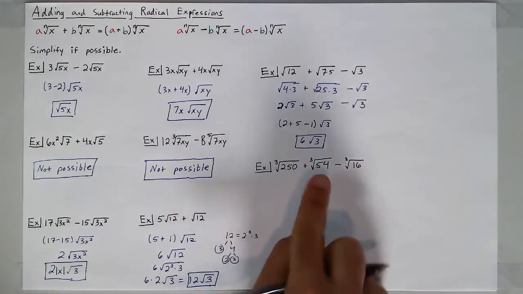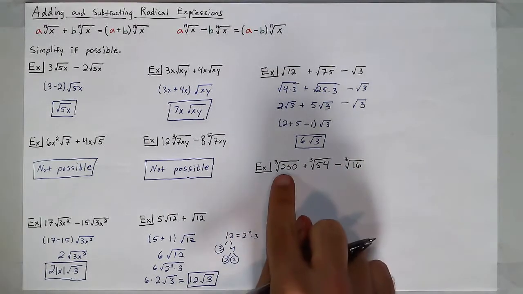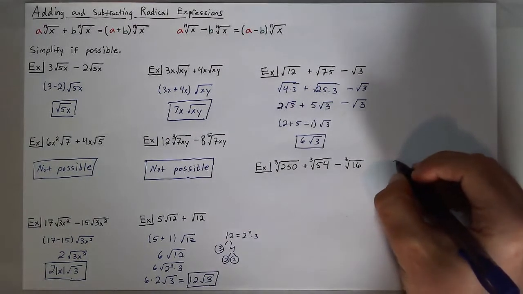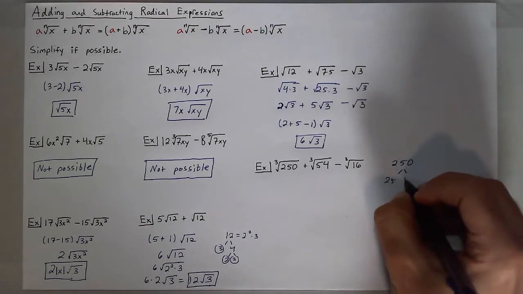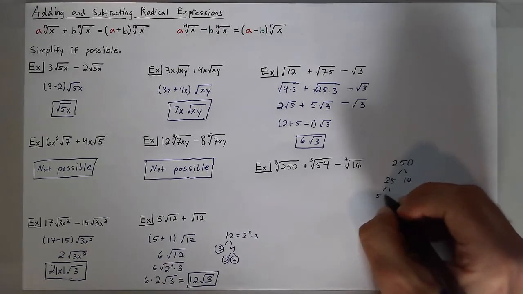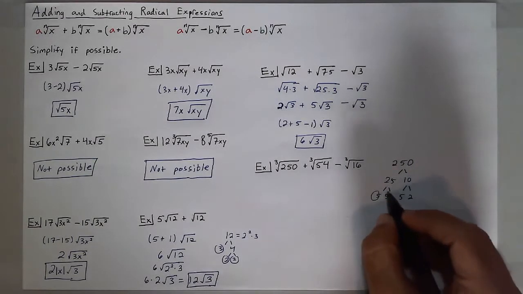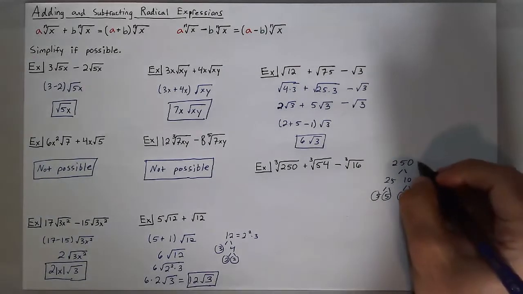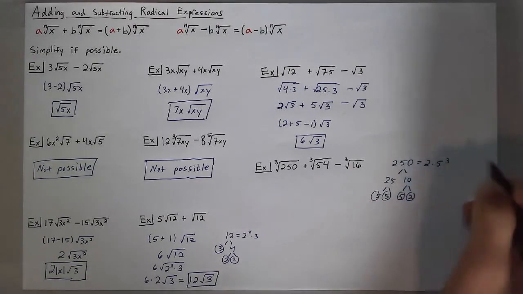Now, as I'm doing this cube root, I may not be as familiar with my perfect cubes, so I can look at the prime factorizations of each number. Starting with 250, that can be written as 25 times 10. 25 can be 5 times 5, and 10 can be 5 times 2. So there are 3 5s and 1 2 in its prime factorization, meaning this can be rewritten as 2 times 5 cubed.